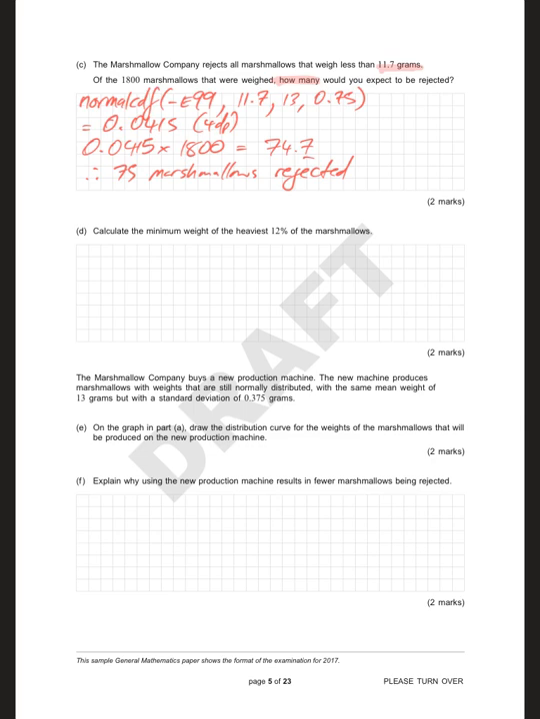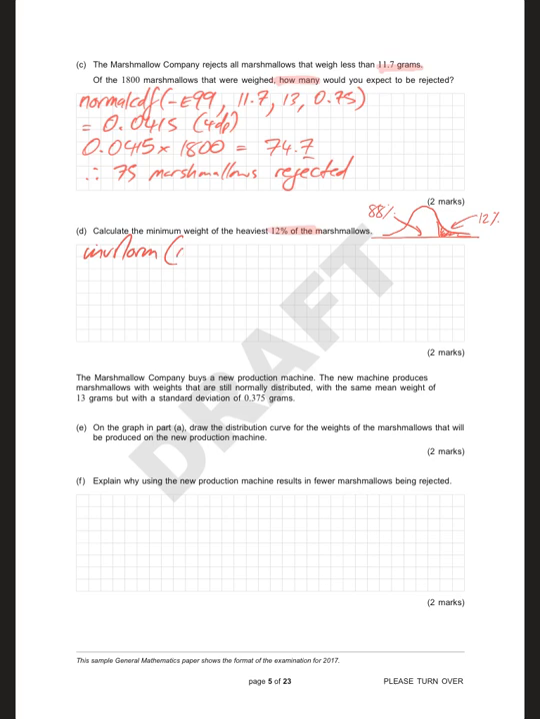Calculate the minimum weight of the heaviest 12% of the marshmallows. So it's giving you a percentage, so this is going to be an inverse normal question. So inv norm. So it's the heaviest 12% of marshmallows. If you have an older calculator, it only works in the left direction. You can only put the tail in the left direction. So the heaviest 12% is up there. So if you've got an older calculator, you're going to be finding inverse normal of the bottom 88%. Now if you've got a newer calculator, you can set the tail to the right, that's fine.